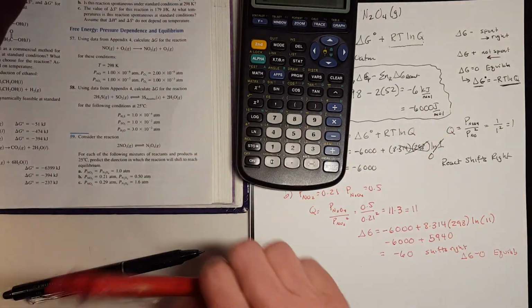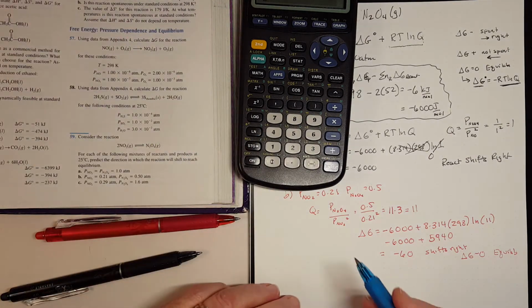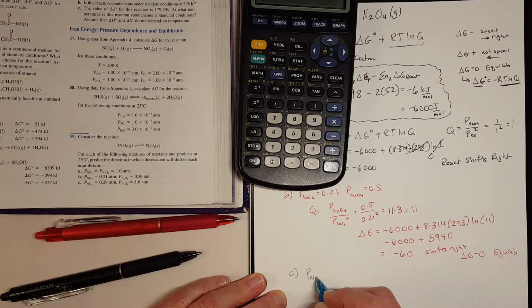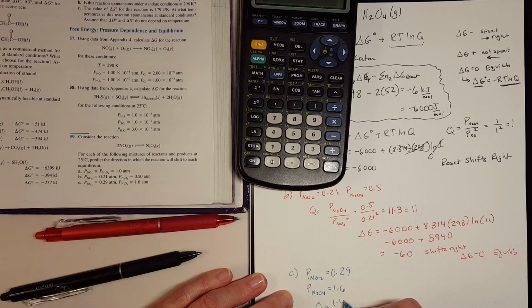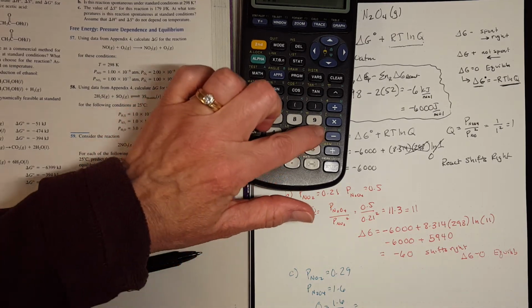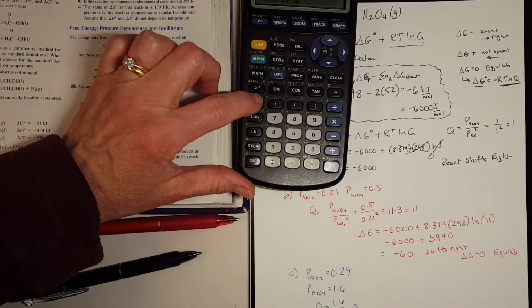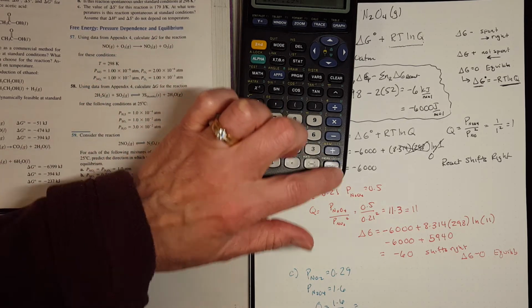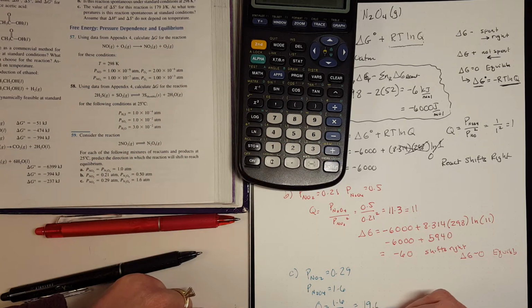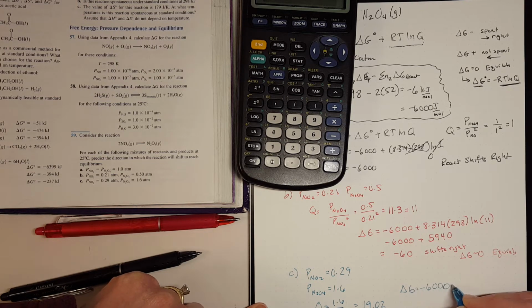And then for part C, we have pressure of NO2 equal to 0.29, pressure of N2O4 equal to 1.6, and so Q is equal to 1.6 over 0.29 squared. And when I do that, 1.6 divided by 0.29 squared, we get 19.02. And so our delta G is equal to negative 6,000 plus 8.314 times 298 times ln of 19.02.